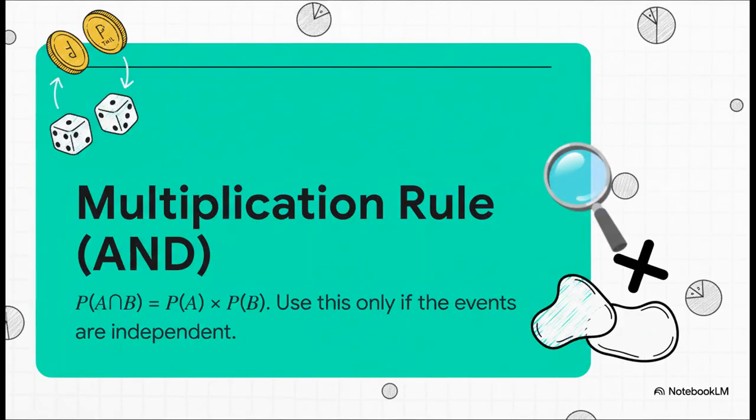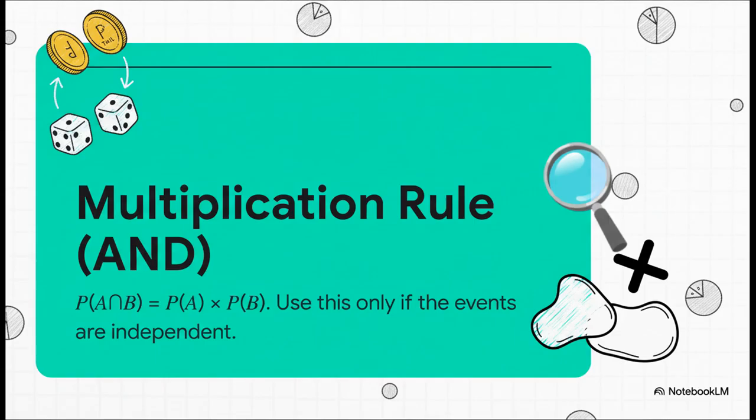Okay, next up is the grammar for AND, which is the multiplication rule. Now, this one seems really simple on the surface. To find the chance of both A and B happening, you just multiply their probabilities. But, and listen up because this is a huge but, this only works if the events are independent. And what that means is that one event has absolutely zero effect on the other.